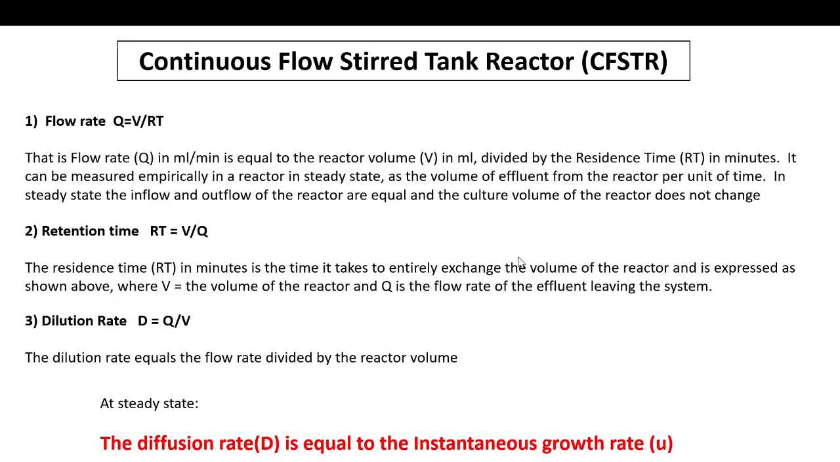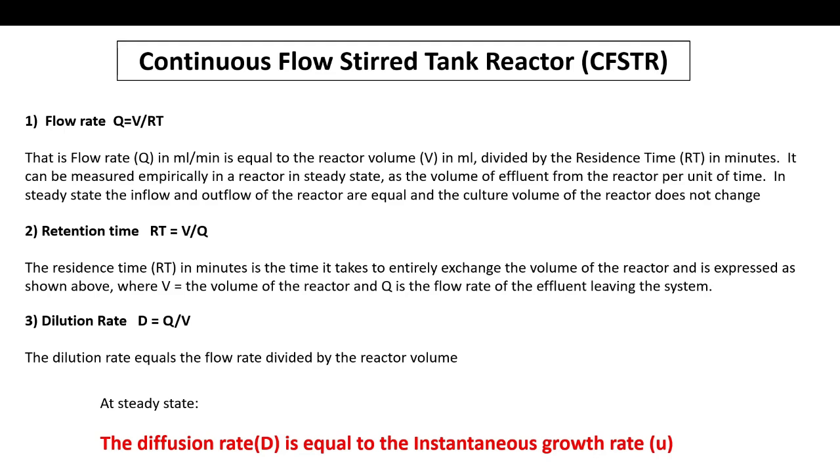So if flow rate is increasing, then your instantaneous growth will also increase, because the metabolic wastes are removed at a faster rate, and more nutrients are added into your tank. But if your flow rate is slower, then the instantaneous growth rate will also decrease, because over a longer period of time a lot of metabolic waste is getting settled down in the tank reactor. So that is how this flow rate and this instantaneous growth rate depend upon one another.